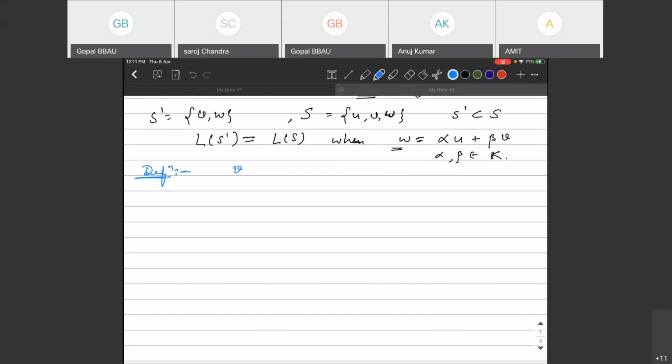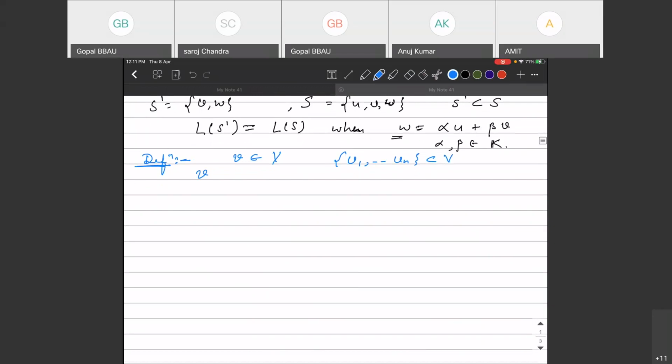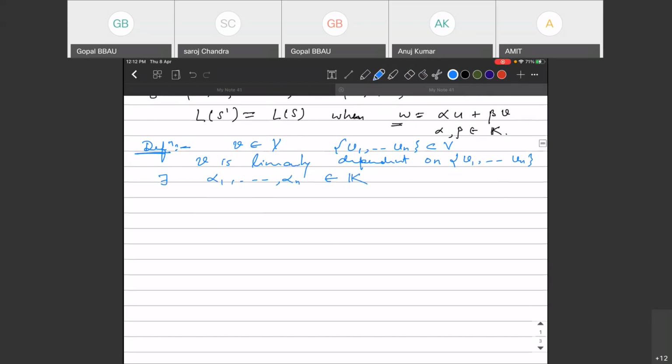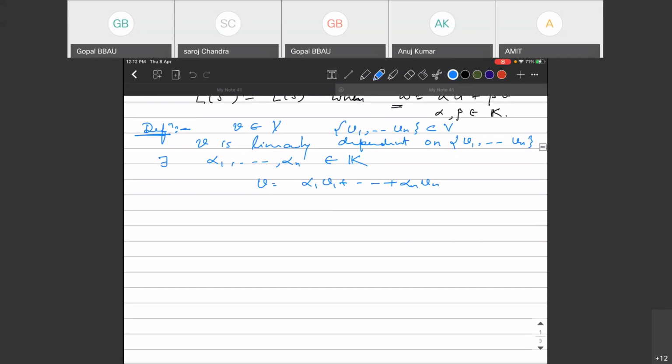So we have a vector V in V, and we have a subset V1, V2, Vn. We say that V is linearly dependent on V1, V2, Vn if there exist scalars alpha 1, alpha 2, alpha n in the field such that V equals alpha 1 V1 plus up to alpha n Vn. Okay, so in other words, this means V is a linear combination of the Vi's, V1, V2, Vn.